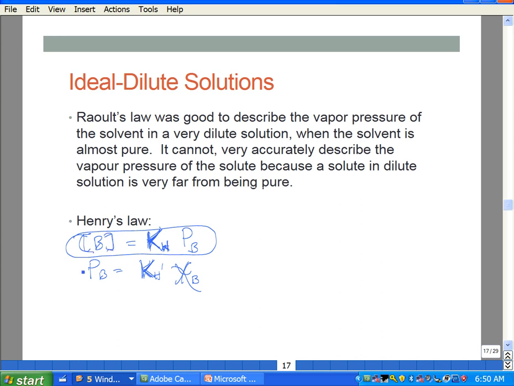So this is the form of Henry's law that we would use most often. Here is an alternative form of Henry's law where you have the pressure of the solute being proportional to this form of the Henry's law constant times the mole fraction of the solute. So this is the one we'll be using for your assignments and your test. PB is the pressure of the solute. Yeah, that is the pressure of B. I'm sorry, concentration of B. K Henry.